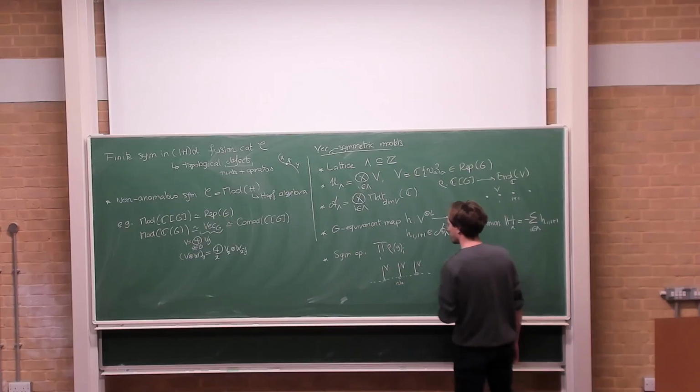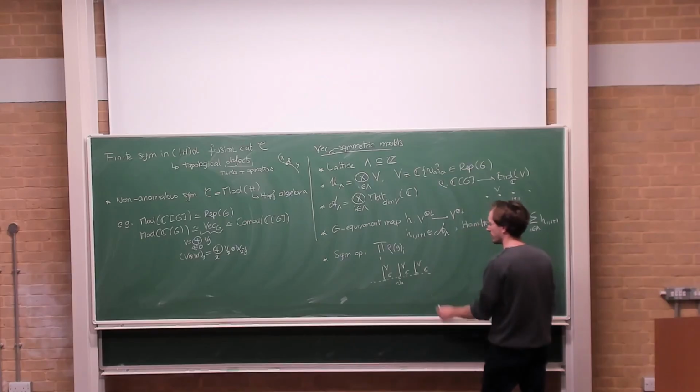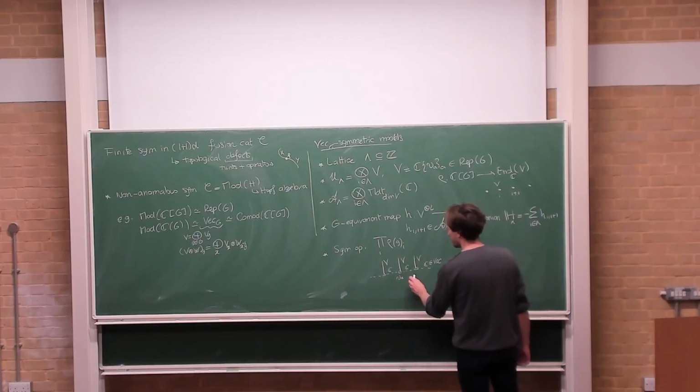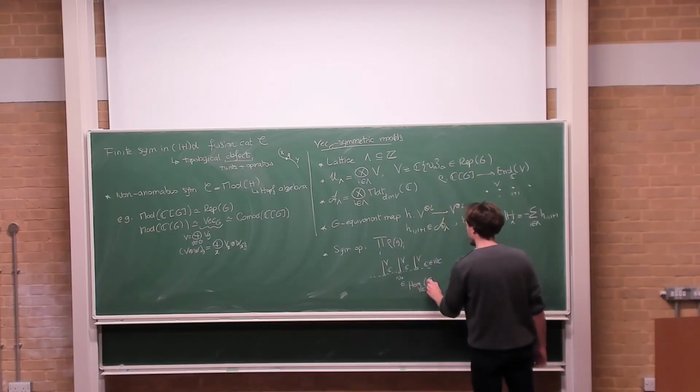So what I'm going to do is that this dashed line here represents a copy of the one-dimensional complex line, which is the unique simple object in the category of vector spaces. And in that case, I can think of this V_A here as representing a morphism in this Hom space.